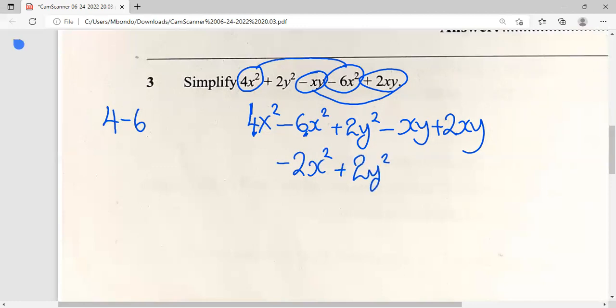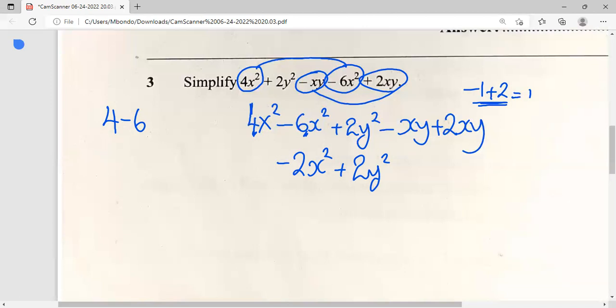All right. Now look at these ones here. What is the coefficient of x squared here? The coefficient of x squared here is -1. What is the coefficient of this one? It's +2. So we're just dealing with integers. -1 plus 2. What do we get? We're going to get +1, isn't it?